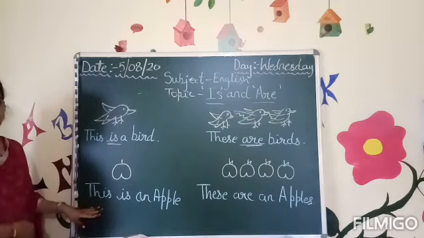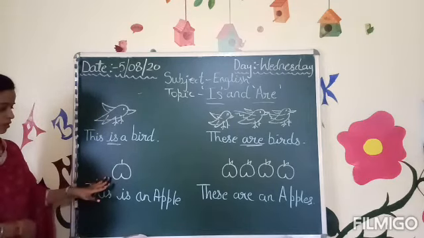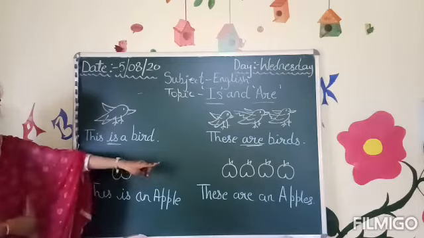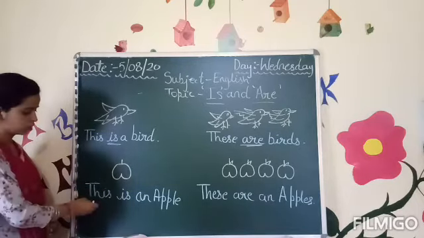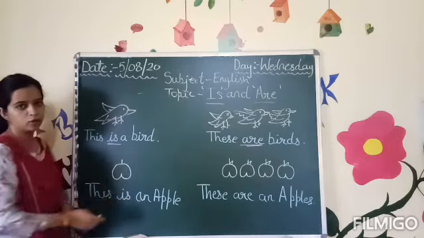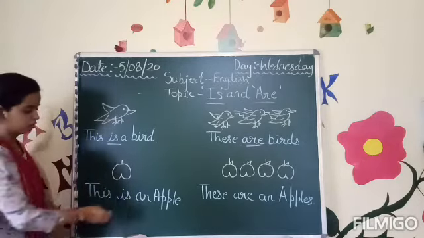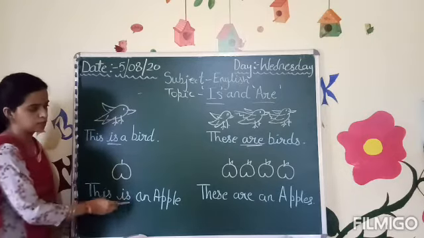Second example is of an apple. There, this is an apple and these are apples. The apple is only one. That's why we have to use this is an apple, because the apple is only one. The word used here is is.